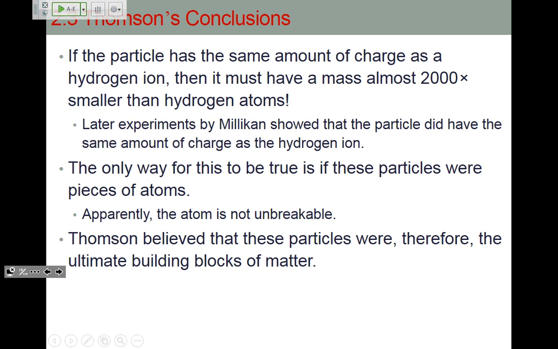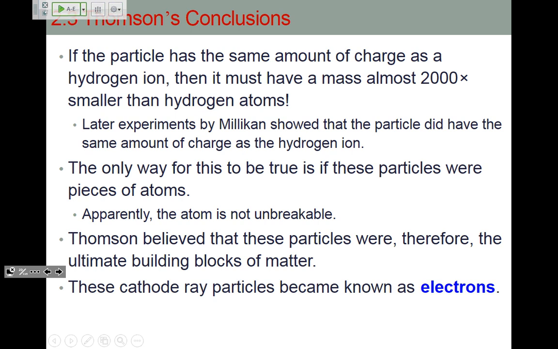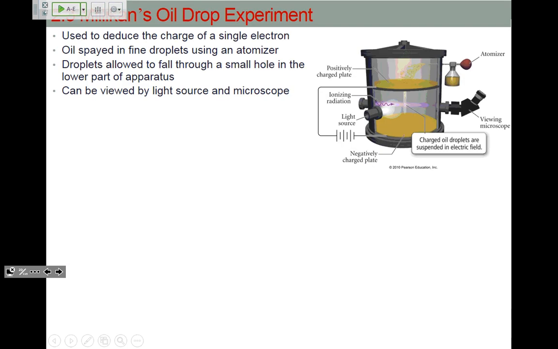So he believed that these particles were the ultimate building blocks of matter. Again, this is based on what he knew at the time. And these cathode ray particles became known as electrons. And we know electrons now, and of course most of you in here have at least taken a little bit of physical sciences, so we're really just going with how these came about, how we understood them.